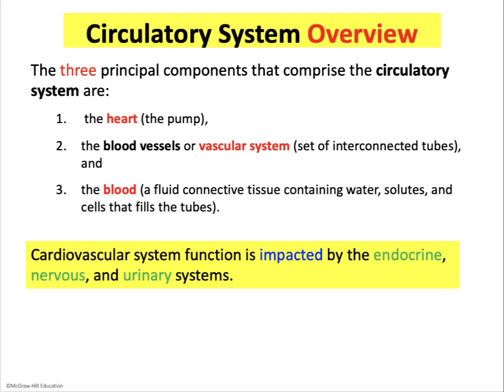Whereas some components are under local control, most of the cardiovascular system is impacted by hormones from the endocrine system, information coming from the nervous system, and also the volume of blood and its composition can be regulated by the urinary system, which therefore also affects blood pressure and the pumping of the heart.